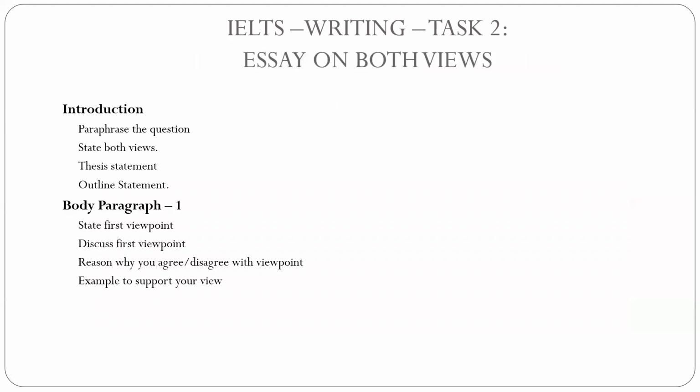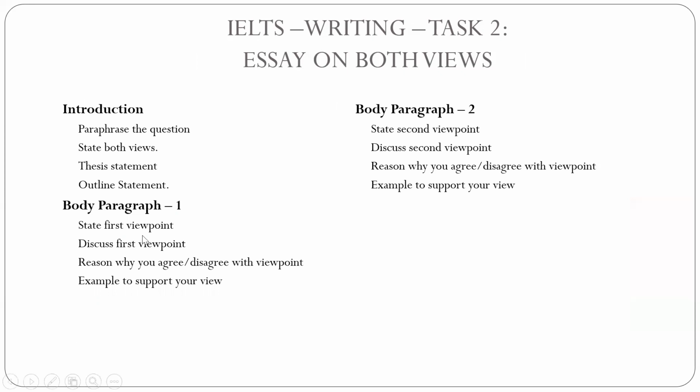Now the third is essay on both views. When you have to write an essay on both views, look at the format. So paraphrase is same. Now you have to give both the views and you have to give a thesis statement and an outline statement as to what you are going to cover. So you have to talk about both the views. Like in this essay, I will talk about X and Y. So basically the starting idea of paragraph 1 and paragraph 2 both has to be mentioned in your outline statement.